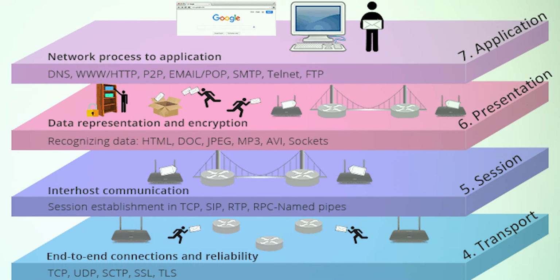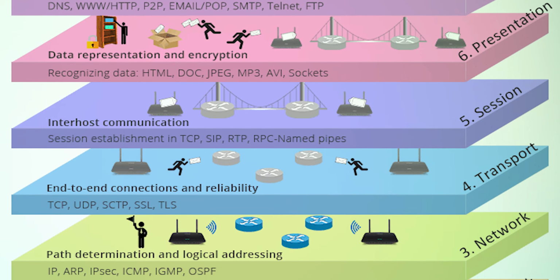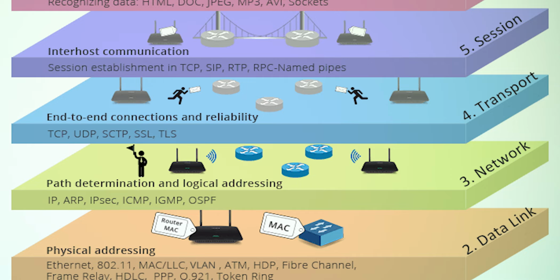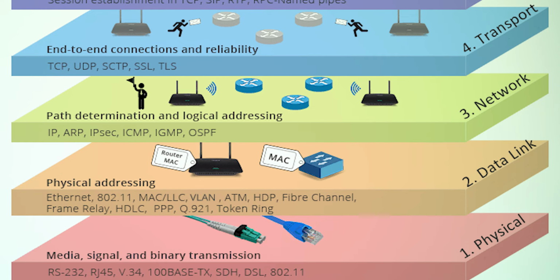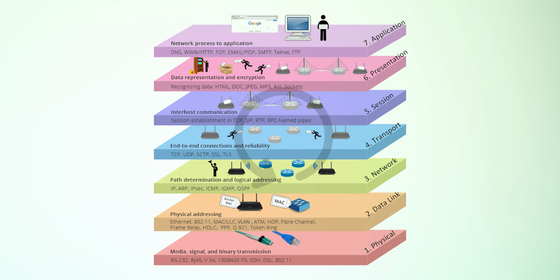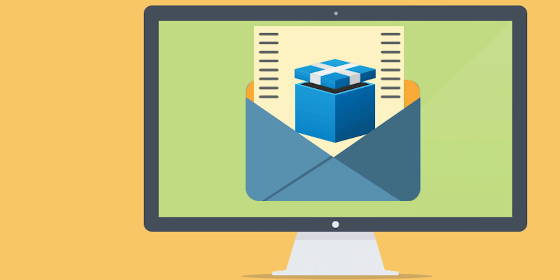Transport splits it into chunks. Network chooses a route and addresses the chunks. Data link packages them for your local network. Physical turns everything into signals and sends them. At the other end, this process happens in reverse until someone reads your email.